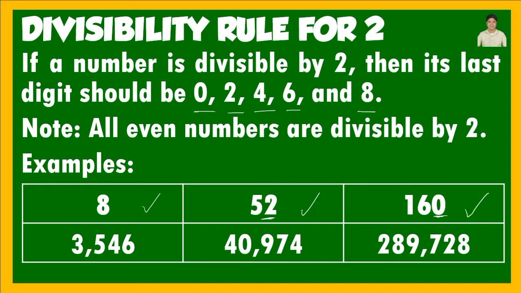Next, 3,546 ends in 6. That is why this is also divisible by 2. Then, we have 40,974, which ends in 4. 4 is an even number, so this number is also divisible by 2. And finally, we have 289,728, which ends in 8. This is also divisible by 2. Those are the examples of numbers divisible by 2. Let us remember, the number must end in 0, 2, 4, 6, or 8.